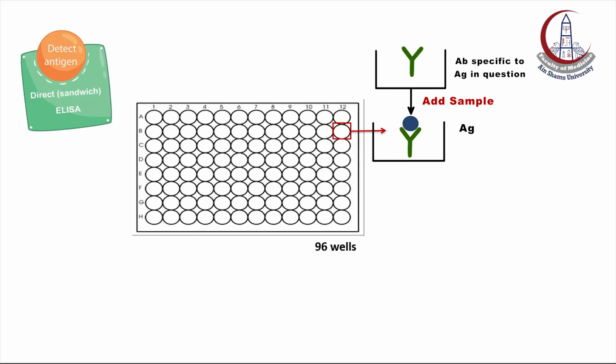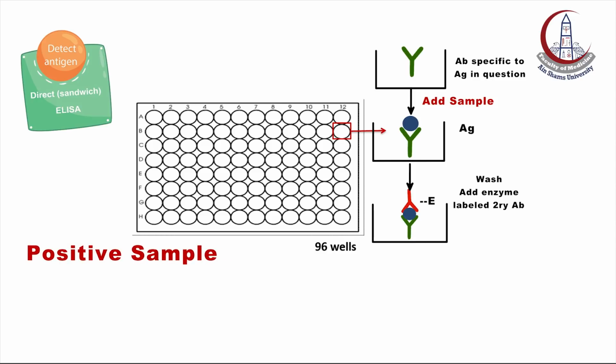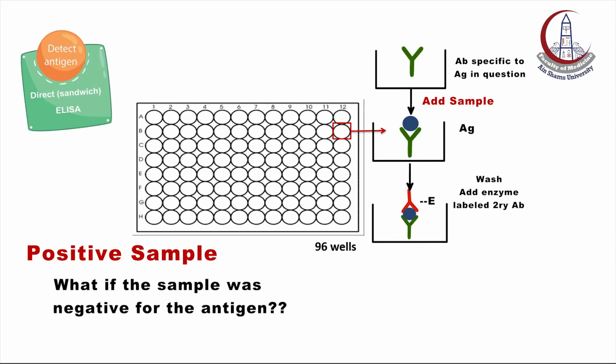Washing is done to remove any unbound reaction so that only specific antigen-antibody reactions that are fixed to the plate persist. We then add the specific antibody that is labeled with an enzyme. In positive cases, the labeled antibody becomes attached to the antigen, and this is called the sandwich technique.